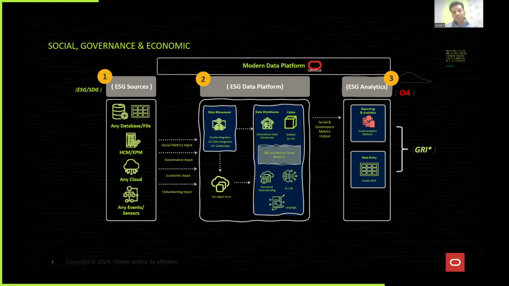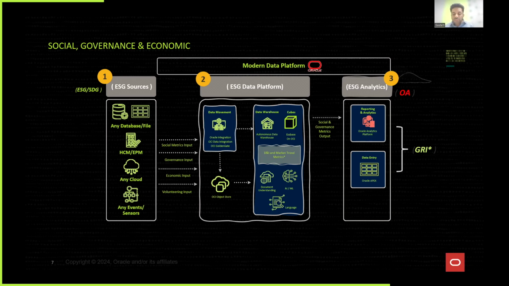So we try to get the data from EPM modules, like the corporate performance management modules, which might have data on your various planning initiatives. So all tax related things, governance related things, economic related things, and obviously the volunteering input as well. How much you are investing on the various volunteering efforts, which also comes under the social side of it.